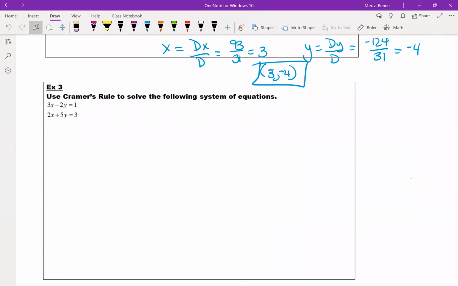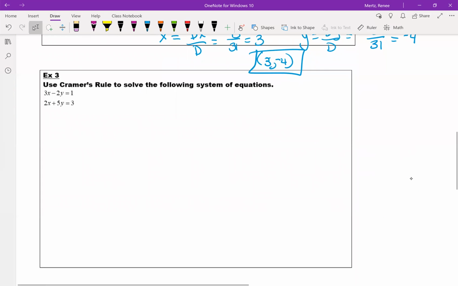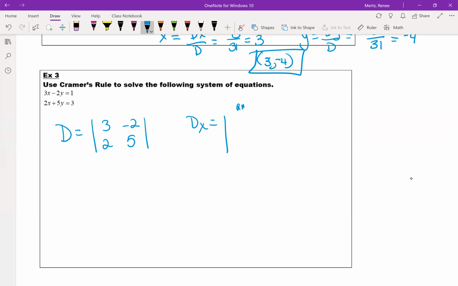All right, for example 3, is it set up correctly? Do we have x's, then y's, then numbers? We do. This time we're going to get some weird fractions. The nice thing about Cramer's rule is if we get fractions, it's not a big deal. D equals 3, 2, negative 2, 5. D of x equals answers and then y. D of x is 1 and 3 and negative 2 and 5.